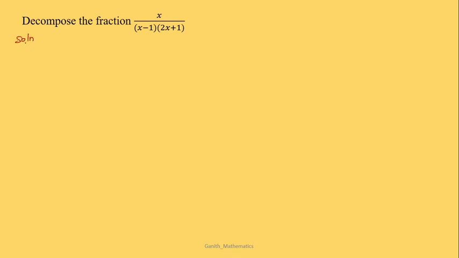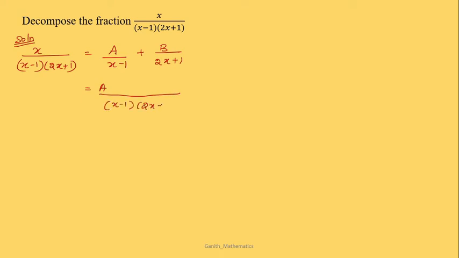So solution. This x divided by x minus 1 into 2x plus 1 can be written as the addition of two fractions: a divided by x minus 1 plus b divided by 2x plus 1, right? This is what we have done in the previous problem. So now I am going to take the LCM. For a, the denominator should be the same as the right hand side, so this will be x minus 1 into 2x plus 1. What is the missing term in this denominator? x minus 1 is there, 2x plus 1 is not there. So I have to multiply 2x plus 1 in the numerator and the denominator.